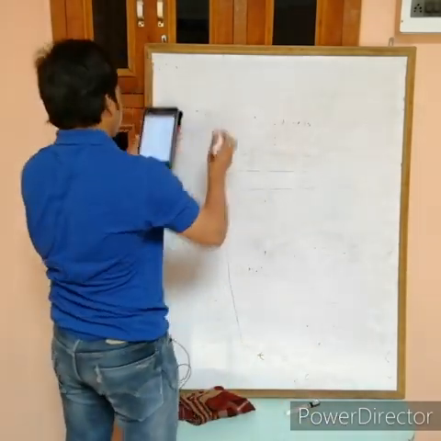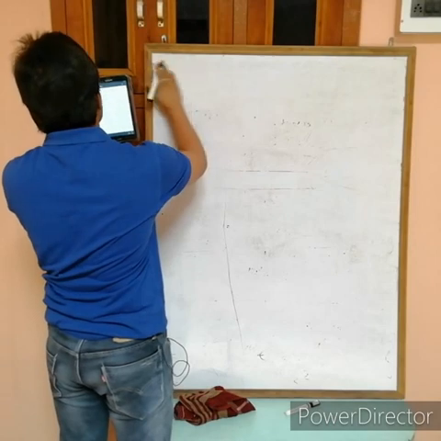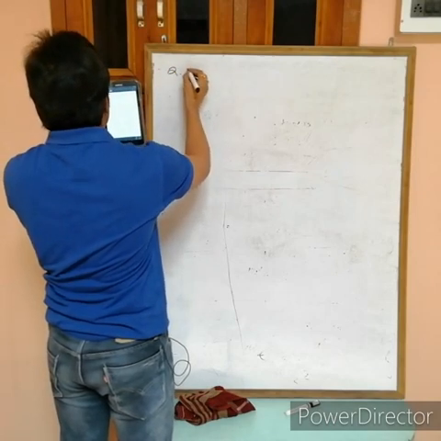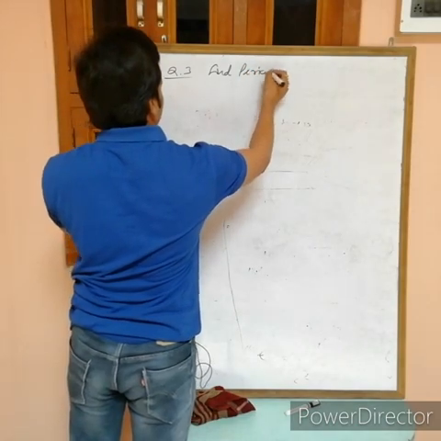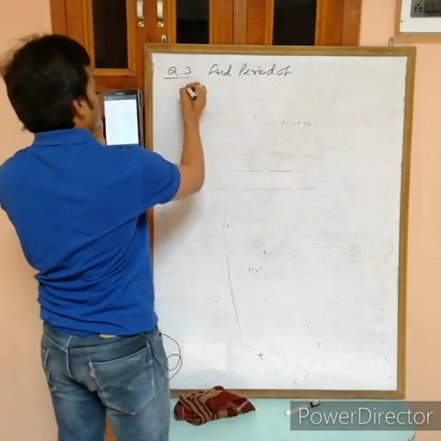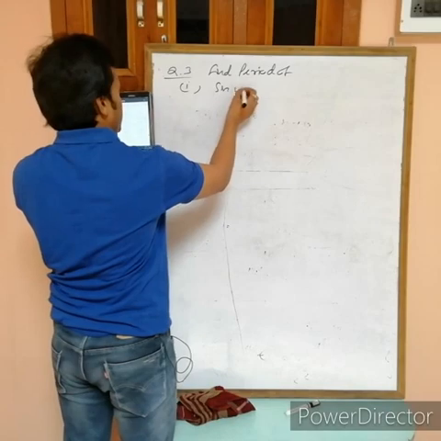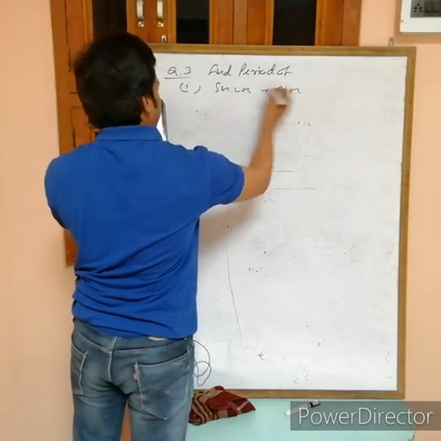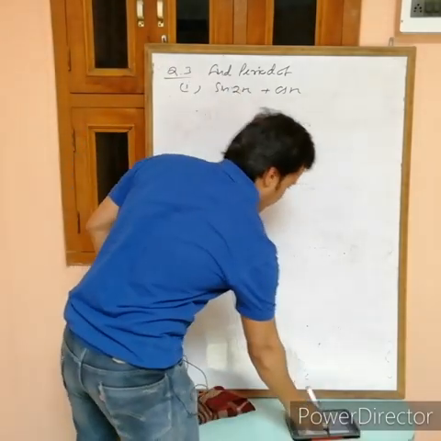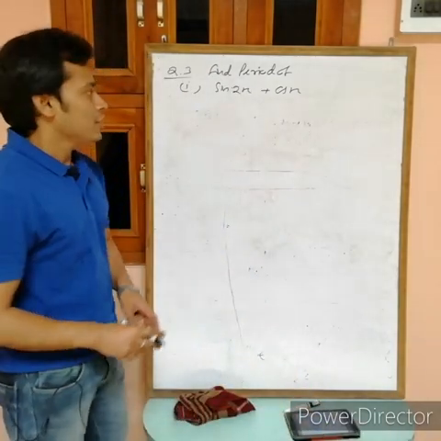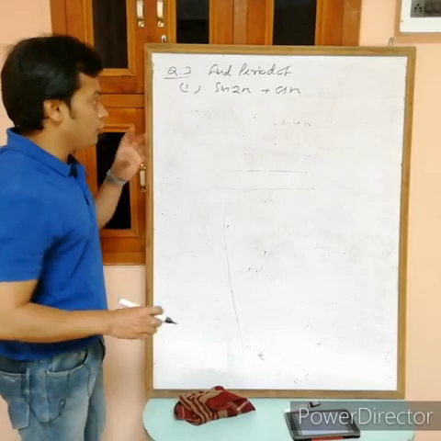Next, question number 3, find the period of, first one, sin 2x plus cos x. Now this is based on property number 3. Actually this is like f(x) plus g(x). Now you want the period of this one. So how to find it?